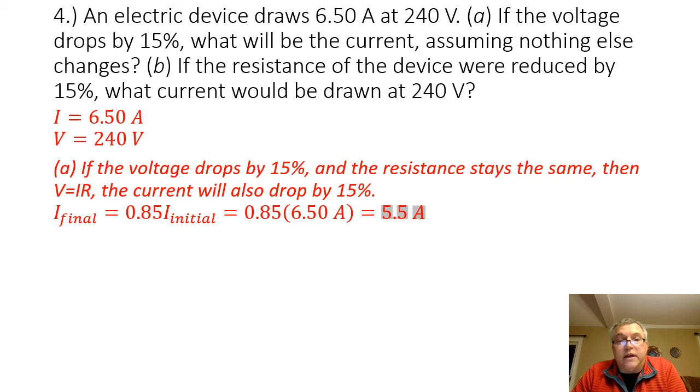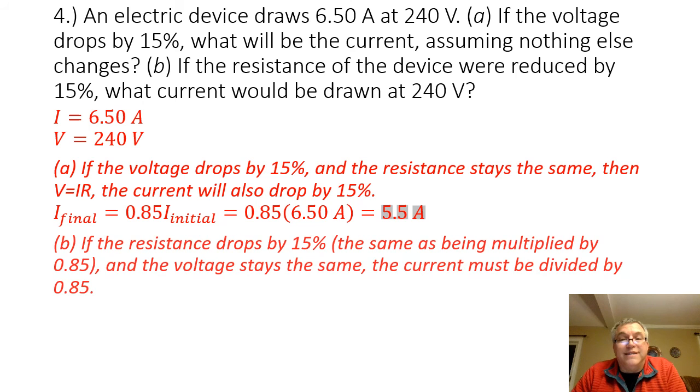For the second part, if I'm dropping the resistance by 15%, what happens to the current? Well, going back to Ohm's law, V equals IR, if I look at current and resistance, they're on the same side of the equal sign, which means that they're going to be inversely proportional to one another. If my voltage remains the same and I decrease my resistance, that means my current needs to increase.